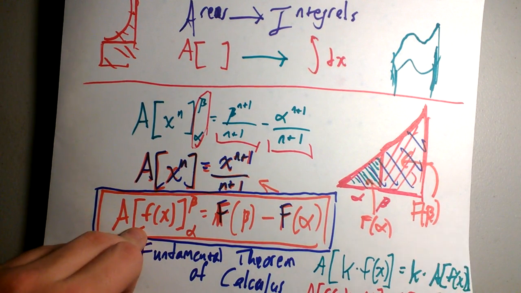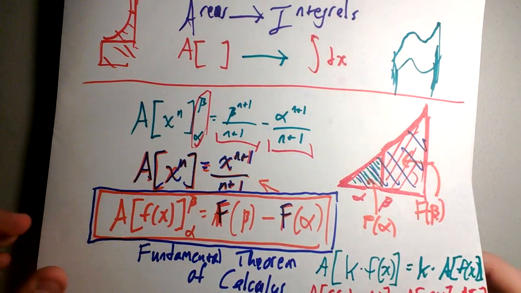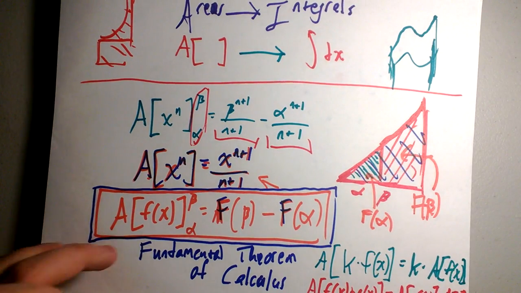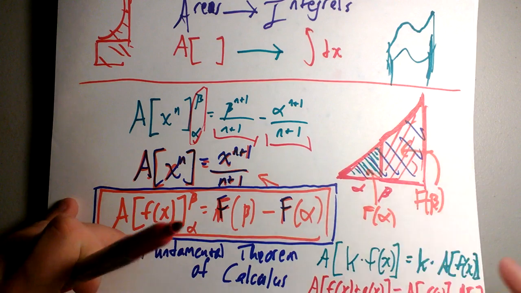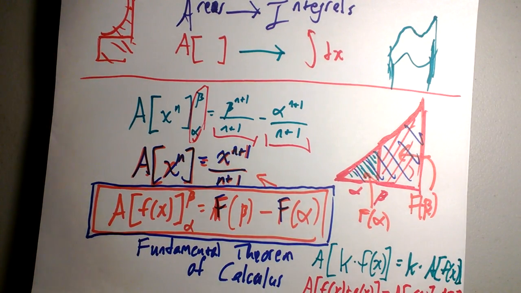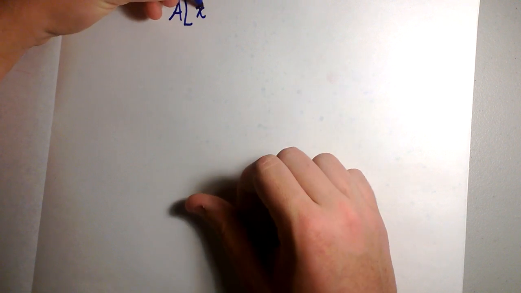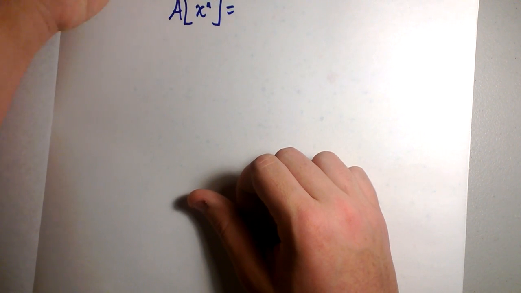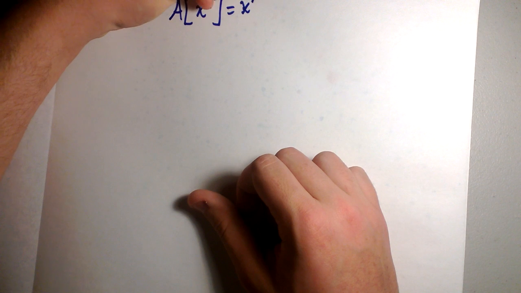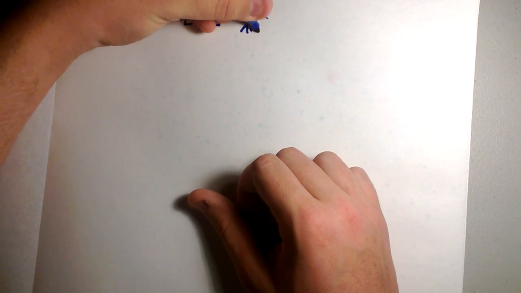So let's go straight into this connection. Let's do this switcheroo. All right, and turn the page. Here you go. I almost want to write those rules here. So we said area of x to the n is equal to x to the n plus 1 over n plus 1.